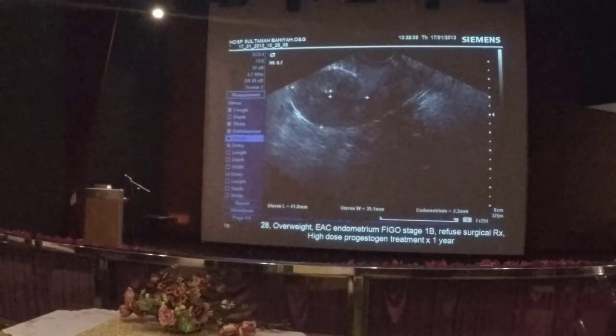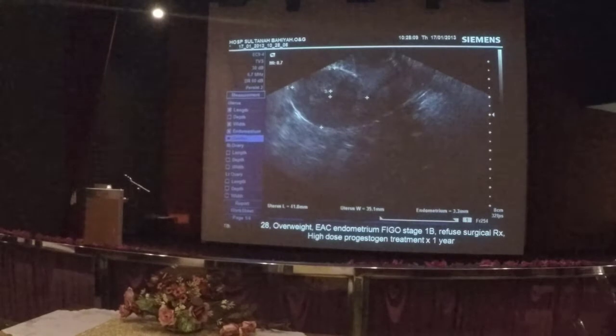If you get back the history, she is 28, overweight, with adenomyosis. I think a year before, she was diagnosed with endometrial adenocarcinoma, stage 1B, but refused surgical treatment and was treated with high dose progesterone for about a year. The endometrium became thin, but the one inside the myometrium remains there. We are not sure if it is scarring or an active lesion. We are monitoring that.